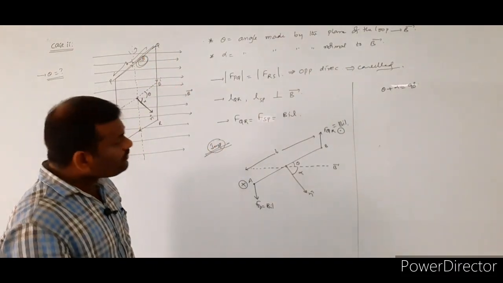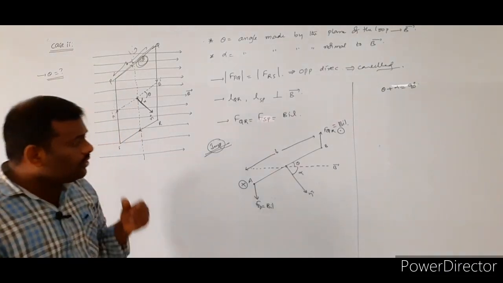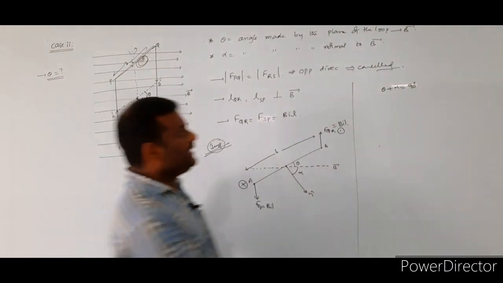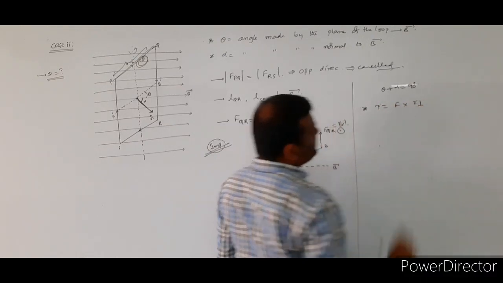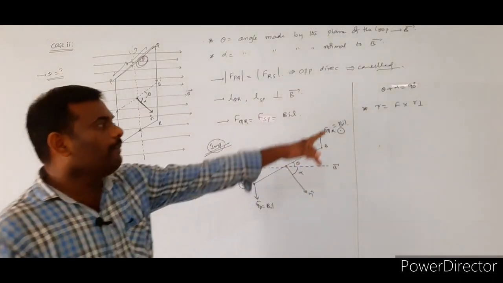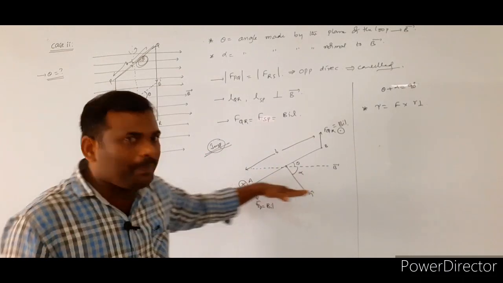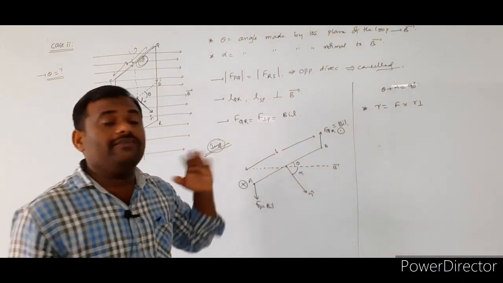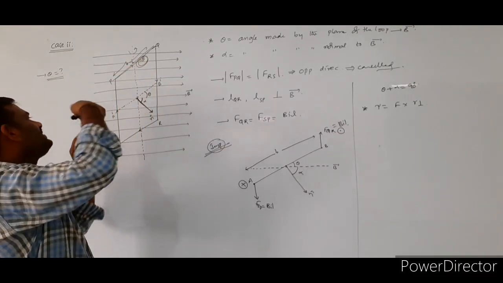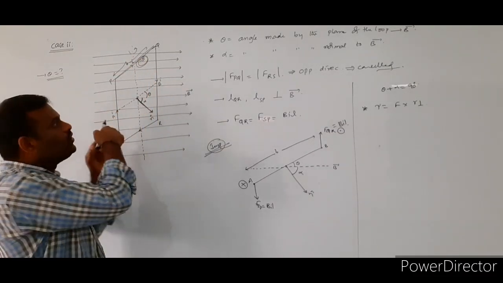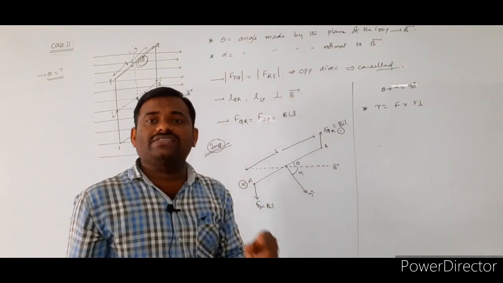Now, to calculate the torque, what value do we need? Torque is equal to the magnitude of the force into the perpendicular distance of separation between the two parallel forces. Here this force is acting in this direction and this force is acting into the plane of the paper. Between these two forces we have to calculate the perpendicular distance of separation.